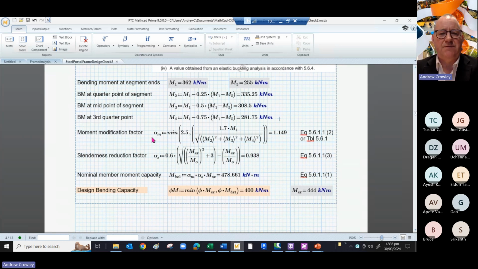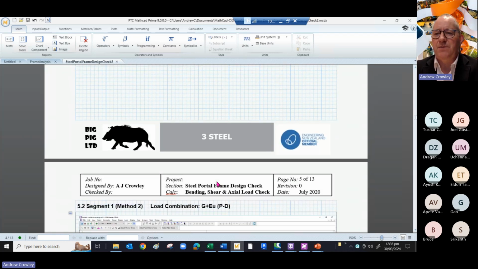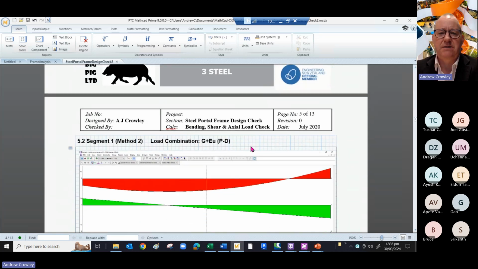So our moment modification factor alpha m comes out through this equation as 1.149. And our alpha s, again from above, and then our moment capacity comes out as 478. It's slightly different from above, but quite close to it. So the two methods give you similar results, but not exactly the same. But again, in this case, our section capacity dominates. Now, if that was the worst case, you could stop there for your bending and buckling capacity.